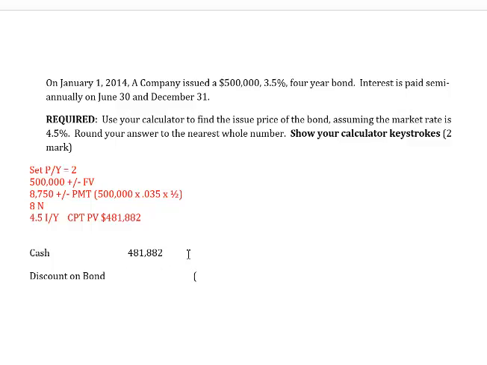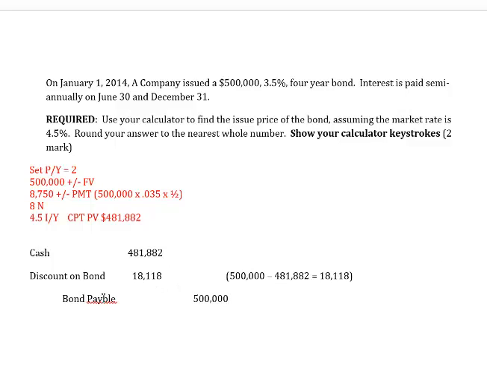It's going to be the difference between the face value and the present value of the bond, the amount of cash that the investors gave you, and that would be equal to what? Well, again, you can plug that in your calculator to figure it out, and that's going to give you $18,118. So we can actually plug that in here. Now, don't forget that this wasn't required in the question, but if you wanted practice, you could do it. And then what do we know? The value of the bond payable at face value is going to be what? We know it's going to be 500,000.